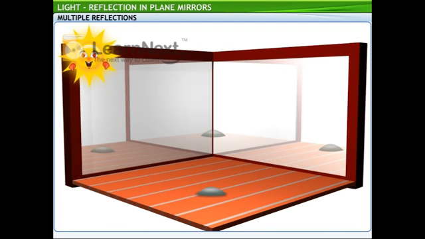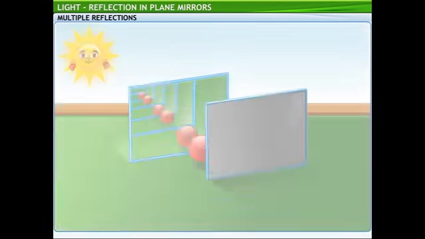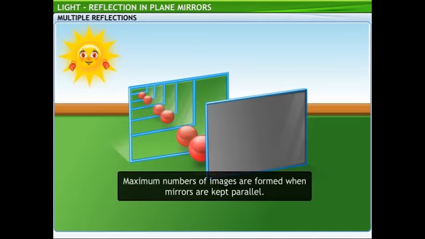That's a result of multiple reflections across 2 mirrors. But why only 3 images this time? The number of images depends on the angle between the mirrors. The greater the angle between the mirrors, the lesser the number of images formed. Therefore, infinite images are formed when mirrors are kept parallel.